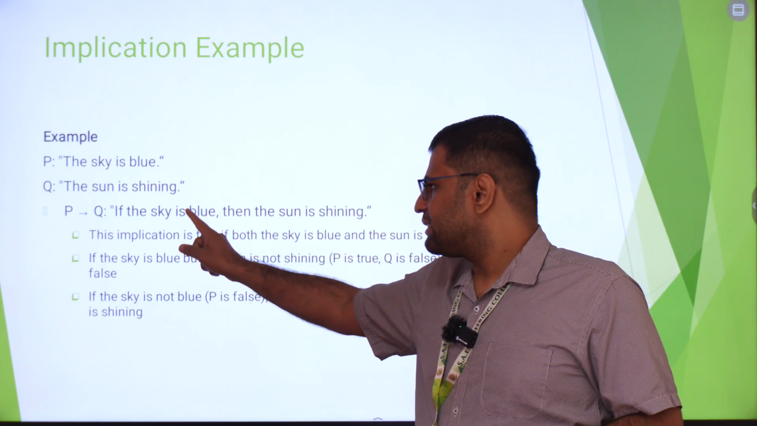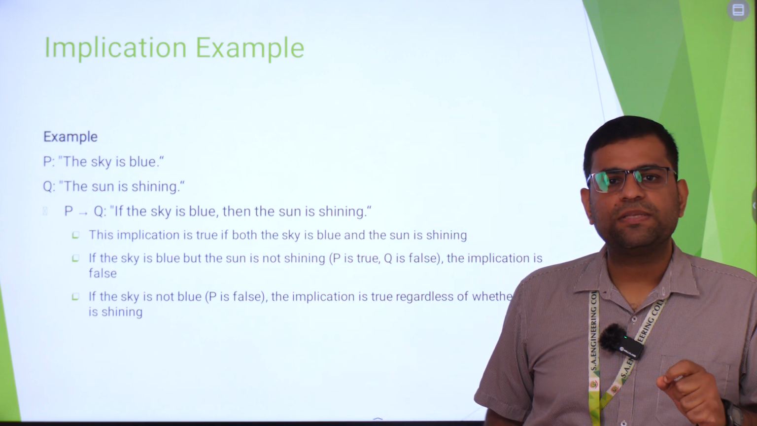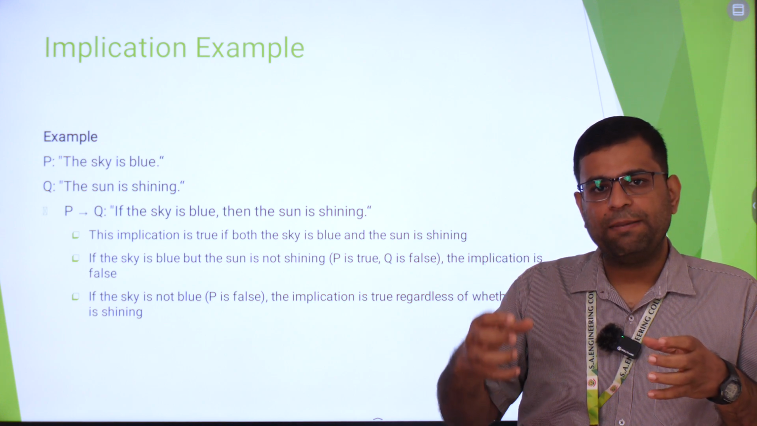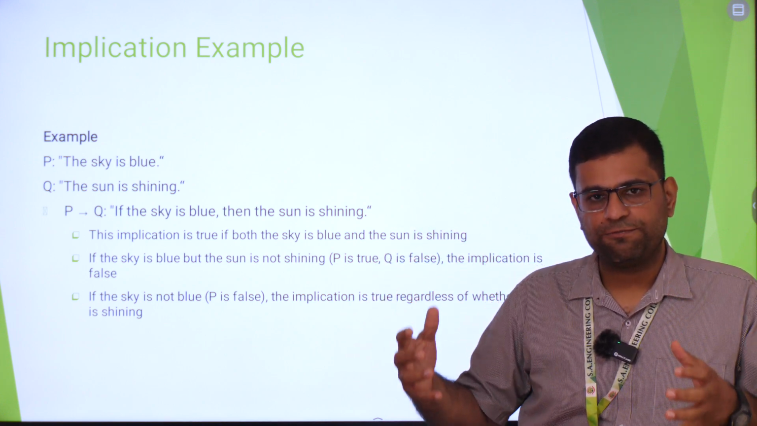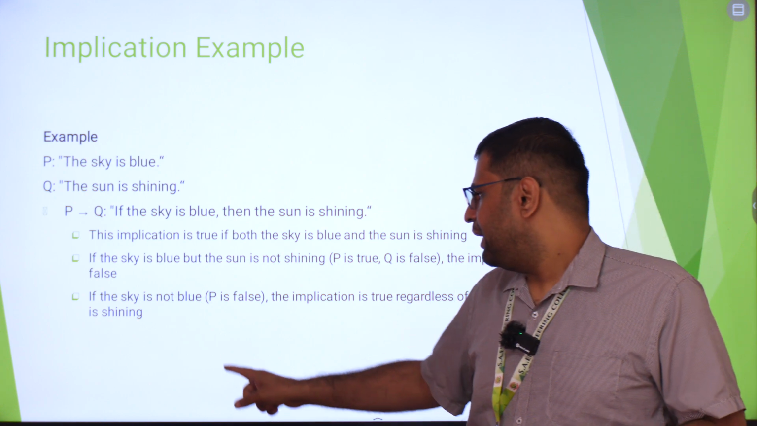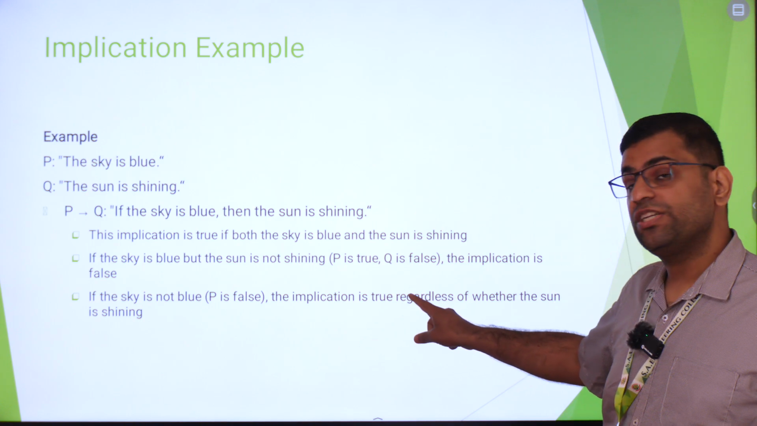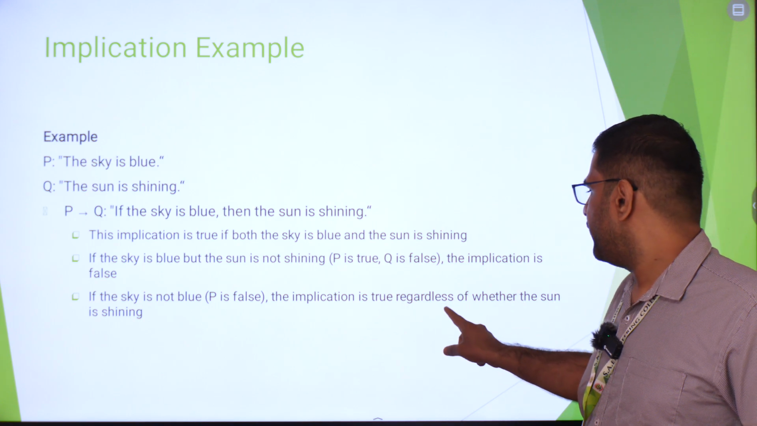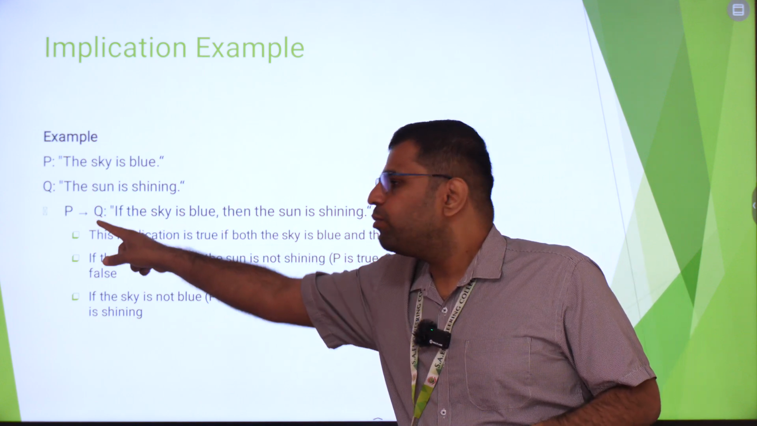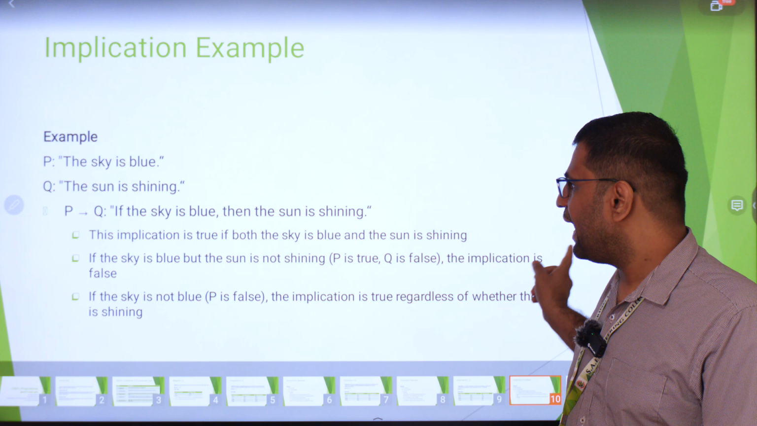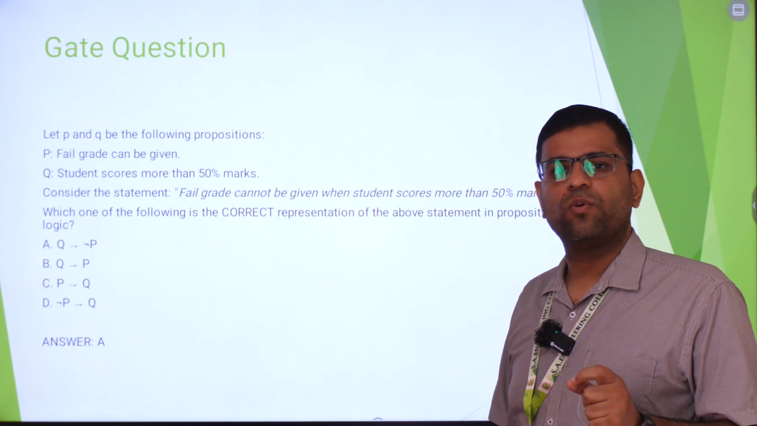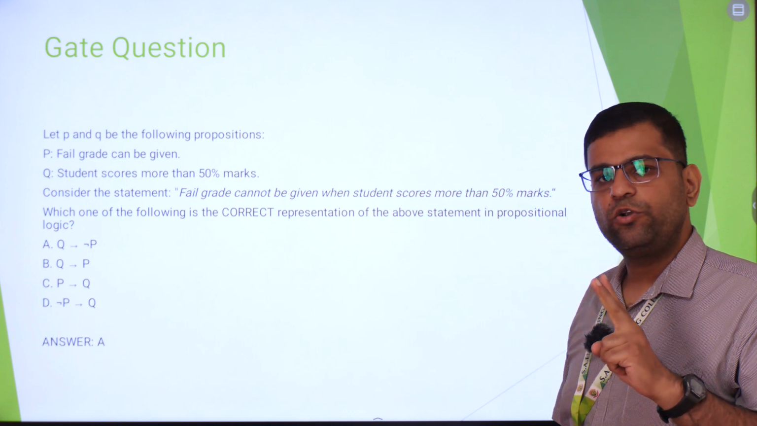If the sky is not blue, the relationship doesn't hold. Hence, if P is false, the implication is true, regardless of whether the sun is shining. So if P is false, the value of Q doesn't matter. And this is how implication works. We'll see a GATE question. This is one of the GATE questions where they have given two propositions.